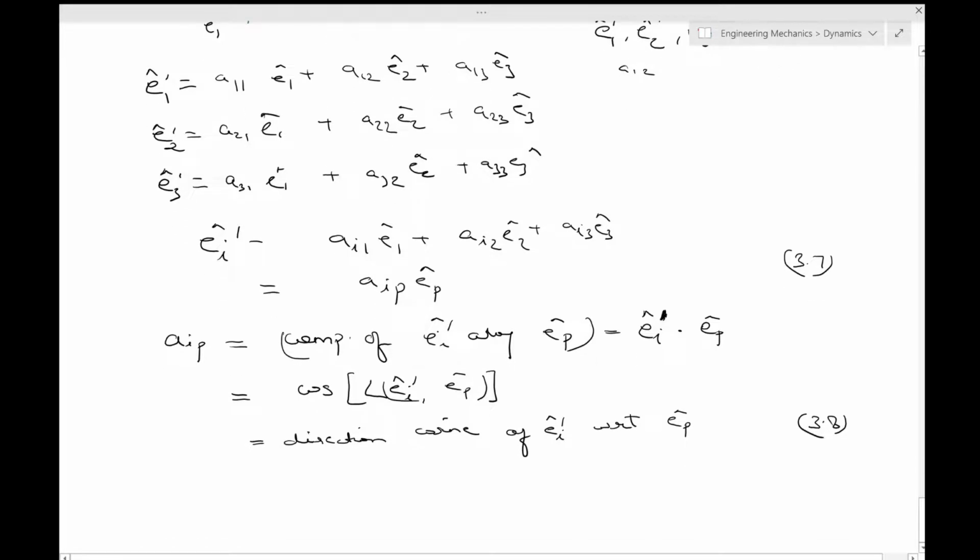Now let's write equation 3.7. e_i dash is equal to a_ip e_p. And we can now just write this in terms of j also, since j also goes from 1 to 3, so it is the exact same expression.